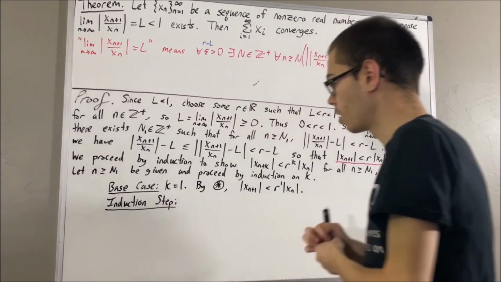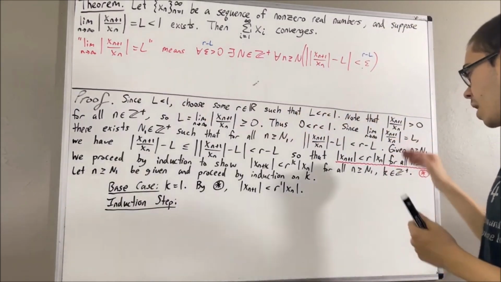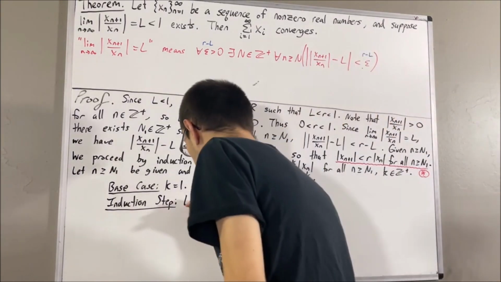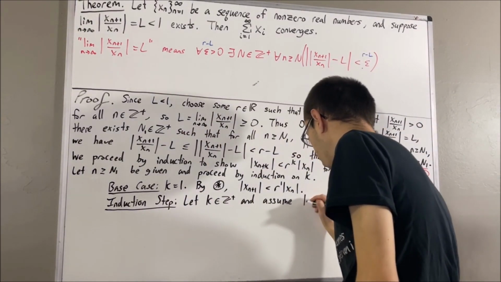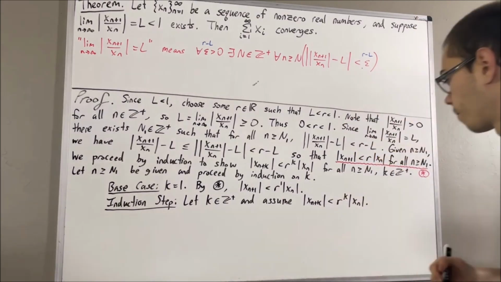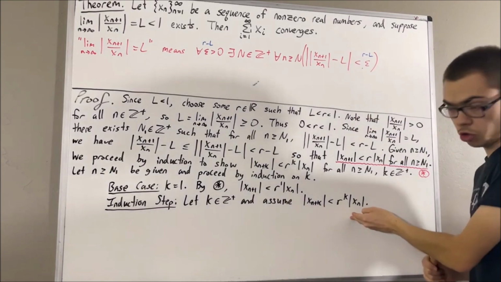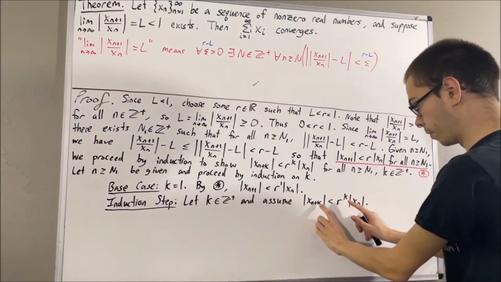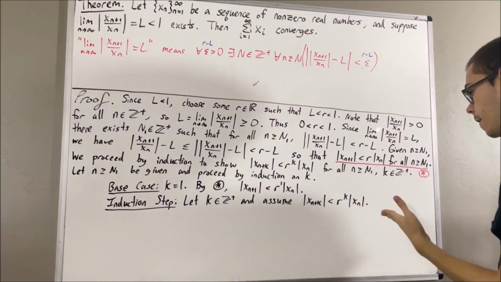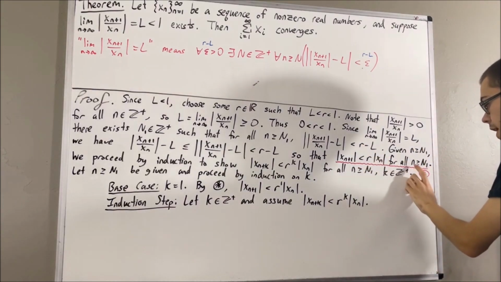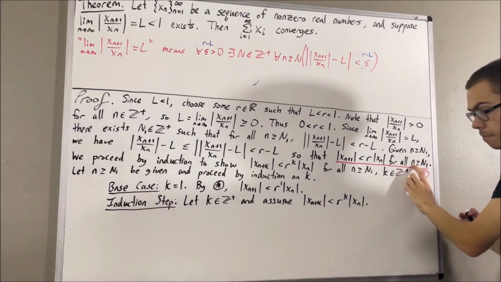In the induction step, we give ourselves an arbitrary positive integer k, and we assume that this inequality holds. The whole goal of the induction step at this point is to show that this inequality is also true, where instead of k, we have k plus 1. Now, we're going to apply statement star again. But now we're going to take n to be n plus k.